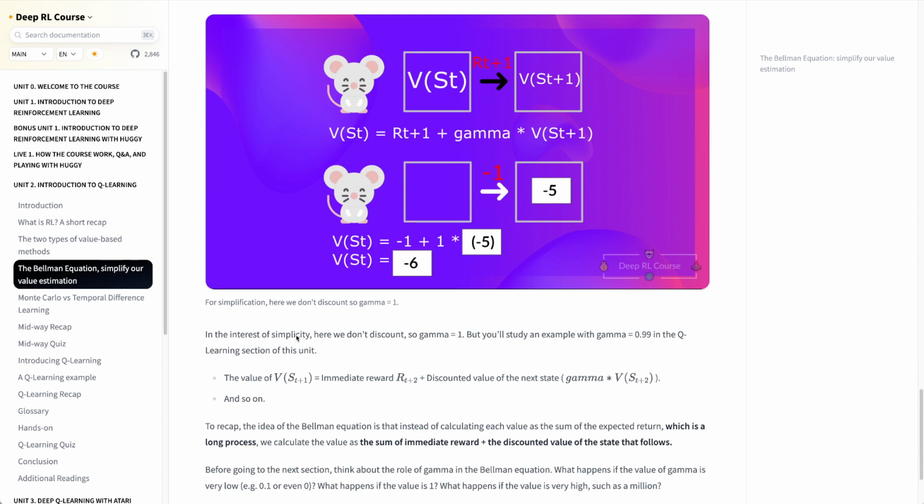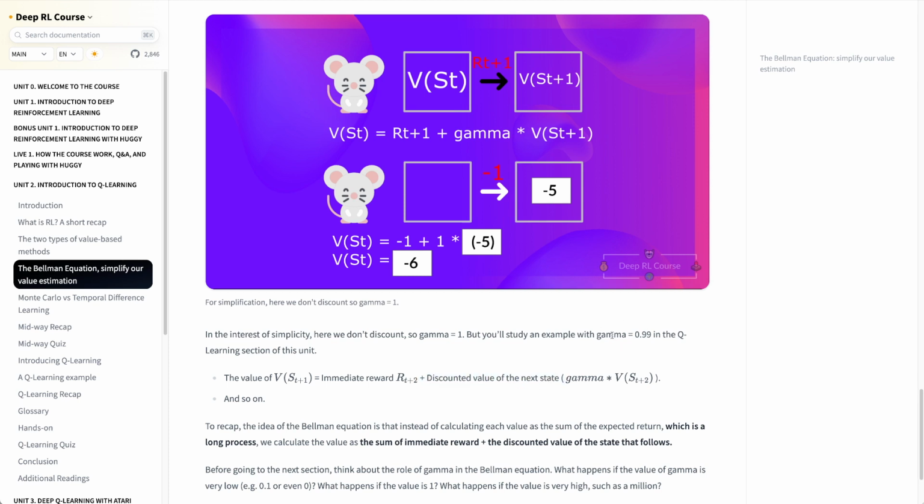In the interest of simplicity here, we don't discount, so gamma equals 1, but you'll study an example with gamma equals 0.99 in the Q learning section of this unit. That just changes the calculation, but it's not a big deal. The value of state plus 1, okay, so it's the same equation.